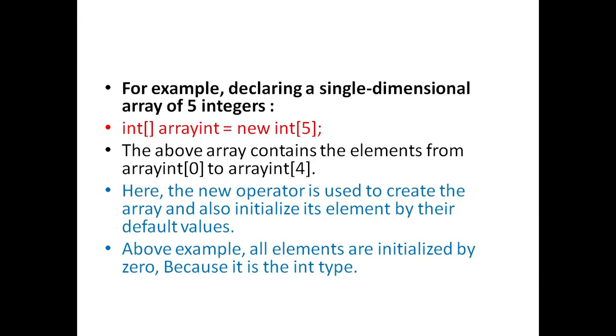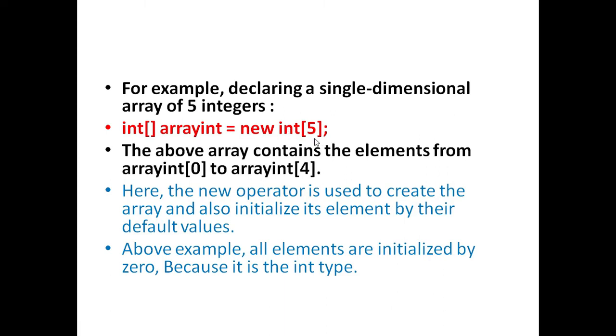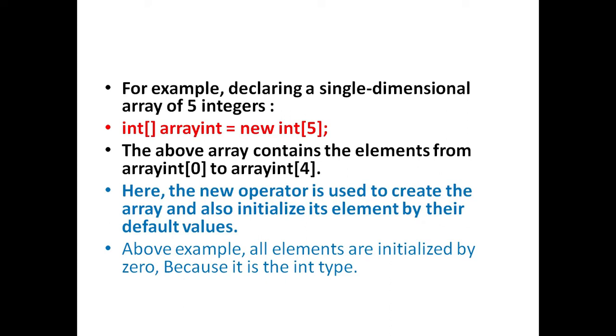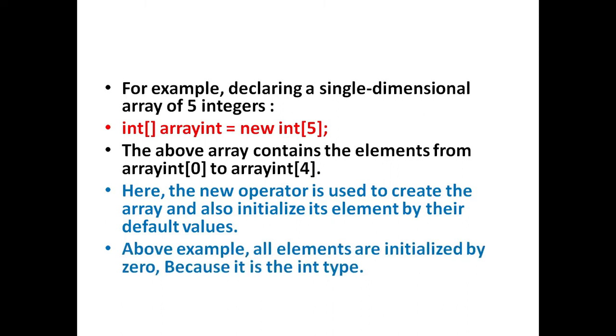For example, for declaring a single dimensional array of 5 integer, we will define it as int[] array = new int[5]. This array contains the element from 0 to 4. Here the new operator is used to create the array and also to initialize its element by their default values. In above example, all elements are initialized by 0 since it is of int type.